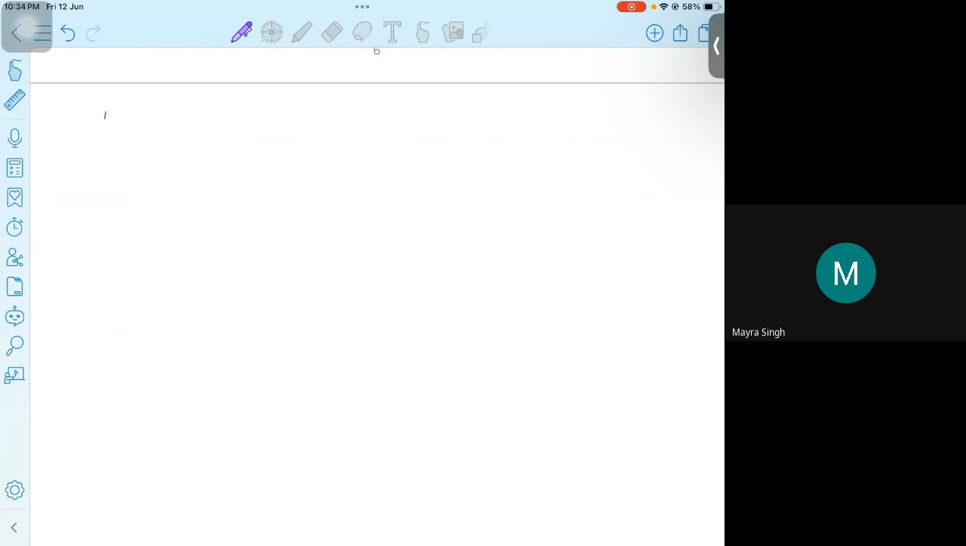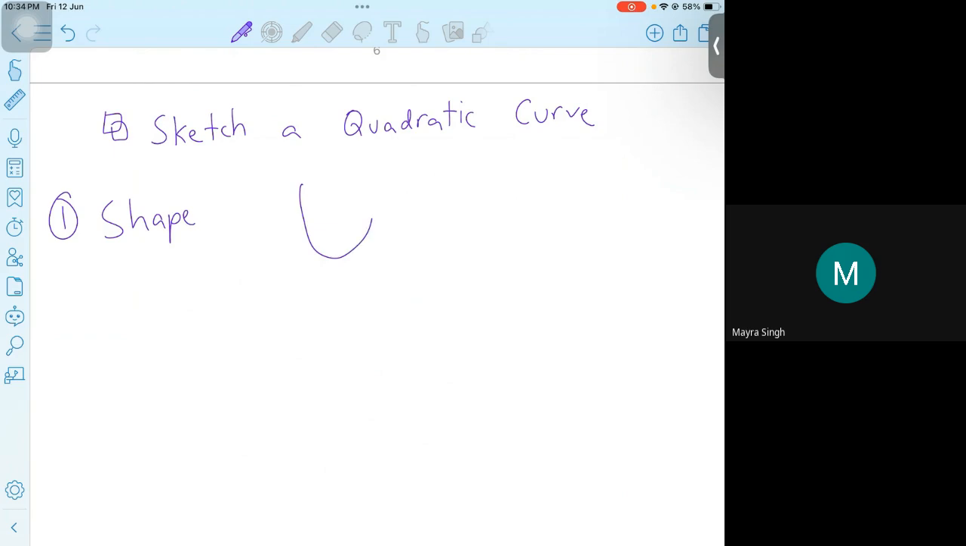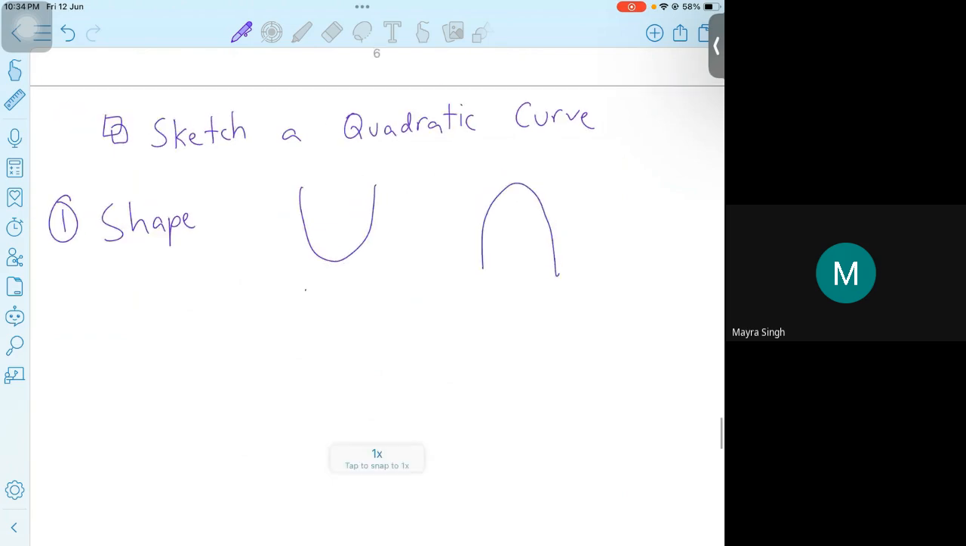Okay. So let's learn how to sketch a quadratic curve. This more or less covers the shape and all the other concepts I was telling you about. So the first thing is always going to be determining what the shape is going to be, the shape of the quadratic curve. It can either be like this or it can be like this. When a is greater than 0, as in it's a positive value, then we have this smiley face curve.